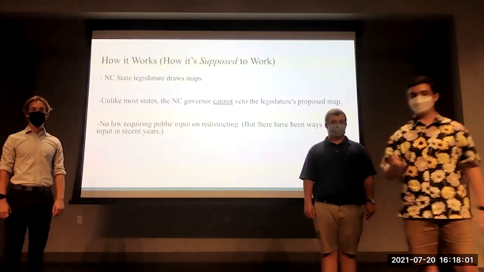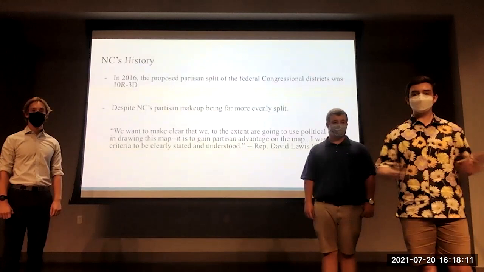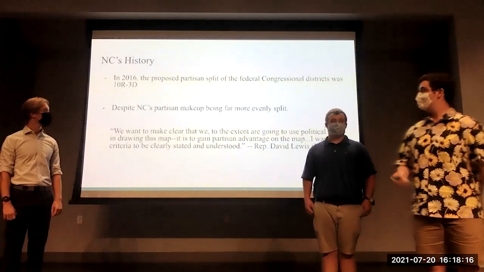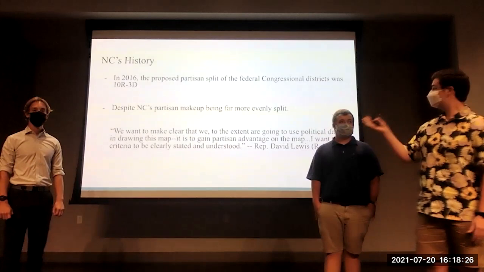More of NC's storied history with gerrymandering. In 2016, the proposed map had a 10 Republican, 3 Democrat split, which is obviously wildly disproportionate because NC's partisan makeup is split far more evenly. And the guy in charge of this process, his name was David Lewis. Yes, David Lewis said very plainly that his goal was to use political data to give his party a partisan advantage. Very blatant about it.